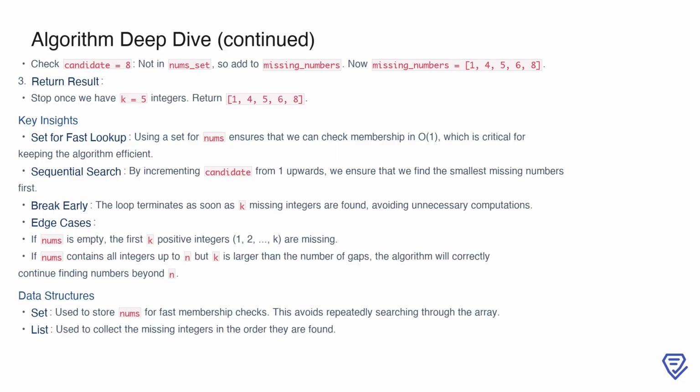This approach ensures that we always find the smallest integers first, and the use of a set guarantees that our lookups are efficient. Key insights from this process include the importance of sequential search to prioritize smaller integers, breaking the loop as soon as we reach k results to save computation, and handling edge cases. For example, if nums is empty, we simply return the first k positive integers. If nums contains numbers up to a certain limit but k exceeds the gaps, the algorithm naturally continues beyond the range of nums to find the additional numbers.